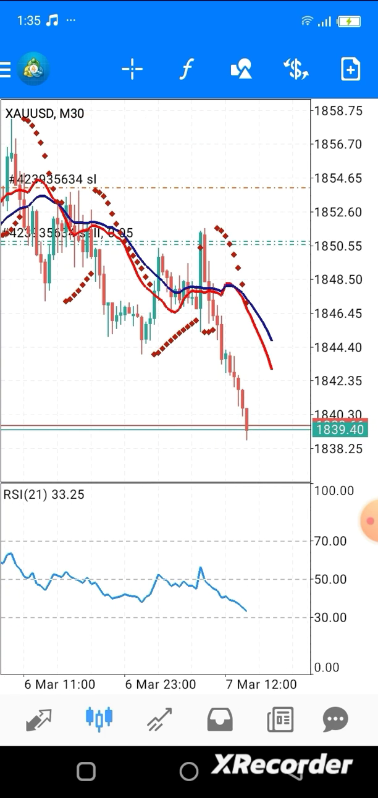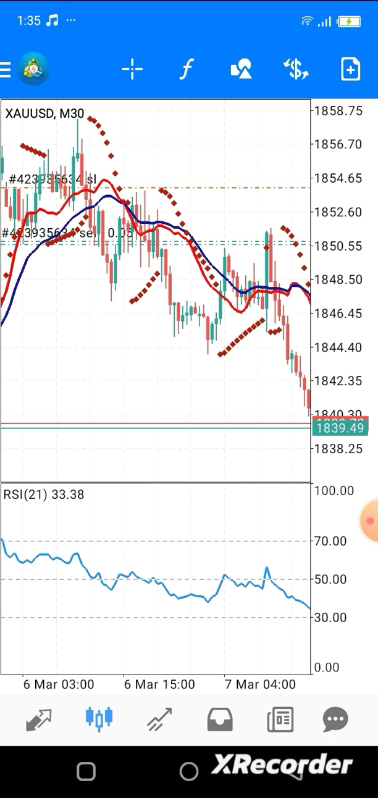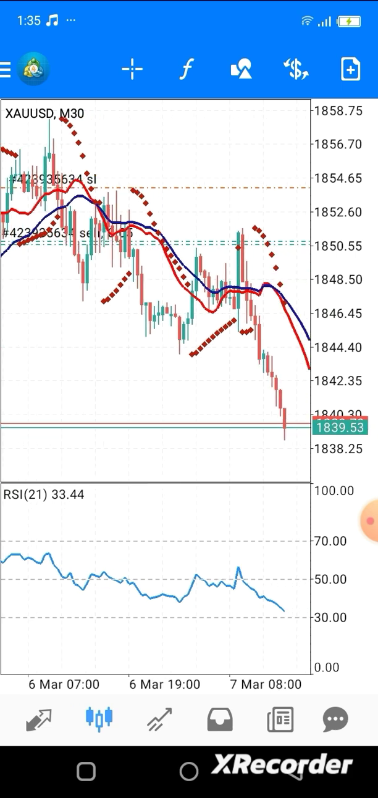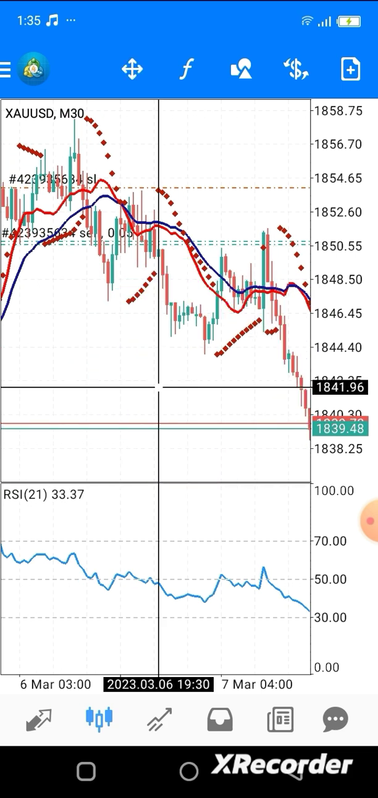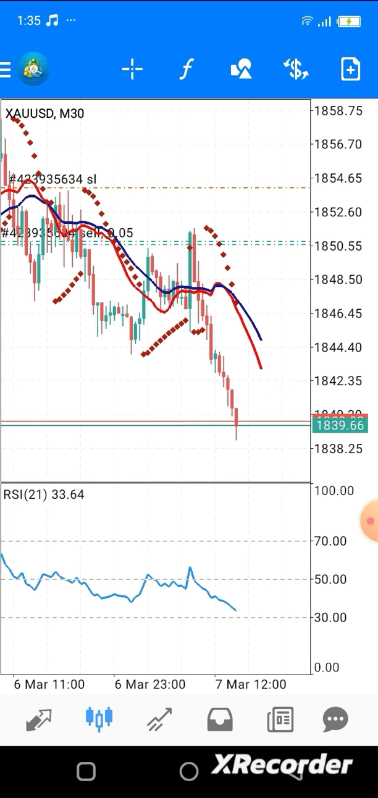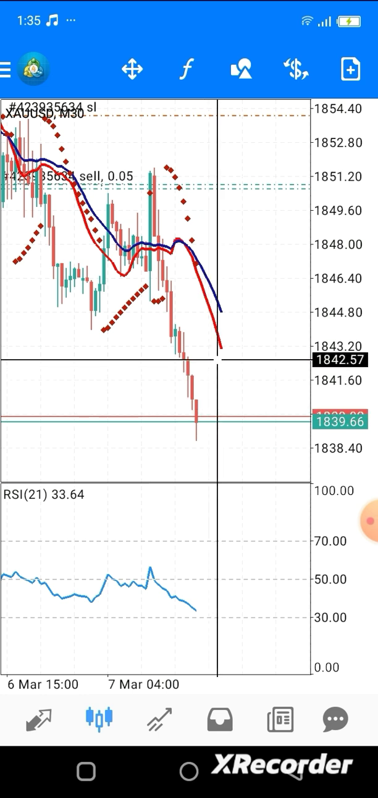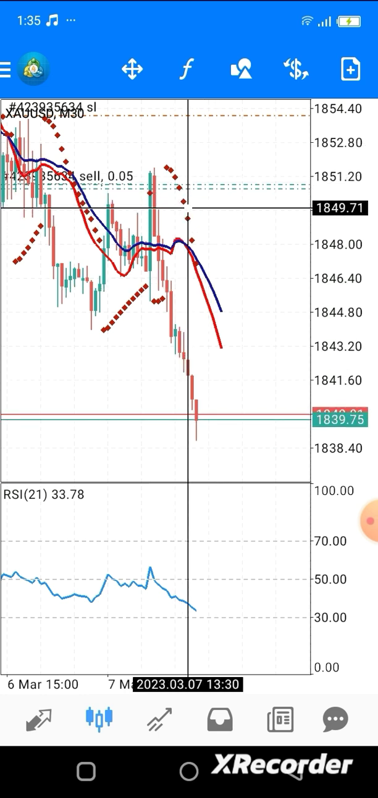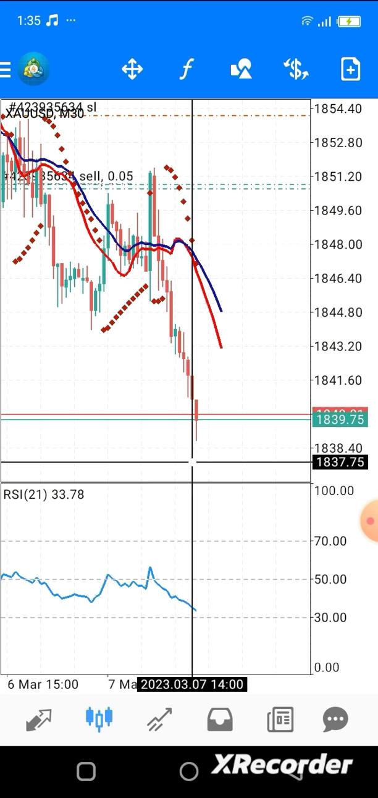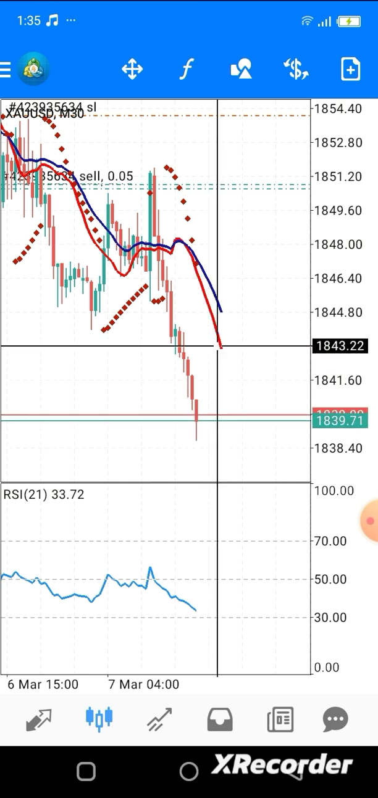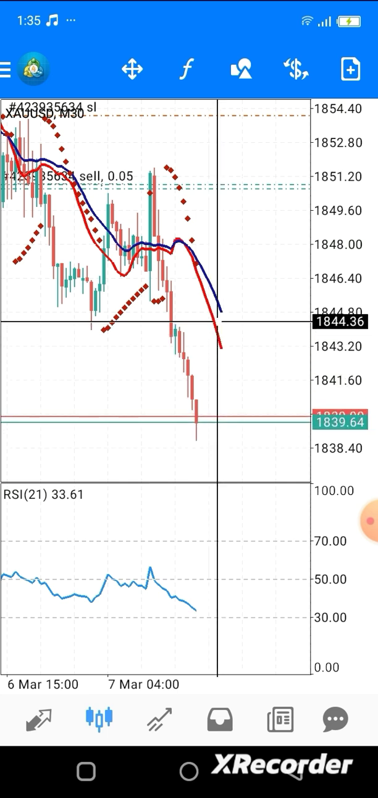So this strategy, the combination of parabolic SAR, EMAs and the RSI, is a very strong strategy that has been paying off for me since I started using it. Now I'm going to close this trade if the parabolic SAR that you are seeing on the screen forms below the price of the market, and when it does, there's a crossover, that is, this red moving average crosses above the blue moving average.